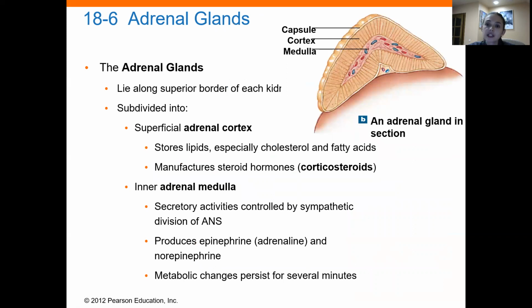Let us go on, and now let us talk about the adrenal gland. The adrenal gland lies along the superior border of each kidney. It's subdivided into the superficial adrenal cortex, which mainly produces steroid hormones. The adrenal medulla is going to produce the catecholamines, norepinephrine and epinephrine. This production of epinephrine and norepinephrine is controlled by the sympathetic division of the autonomic nervous system, and it's responsible for metabolic changes which will persist for several minutes.